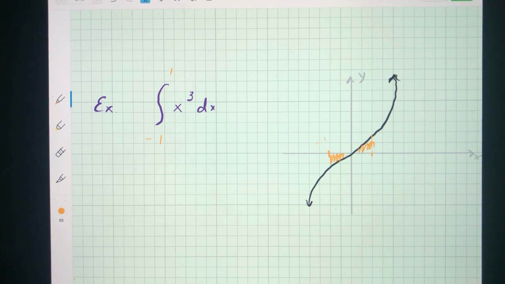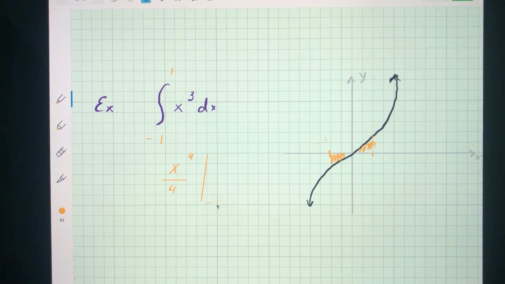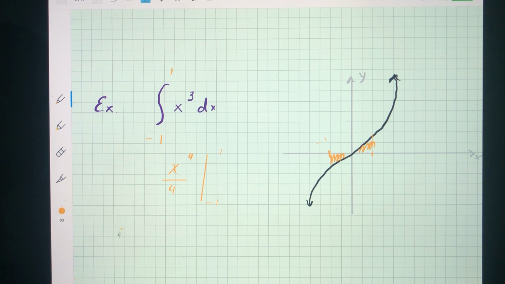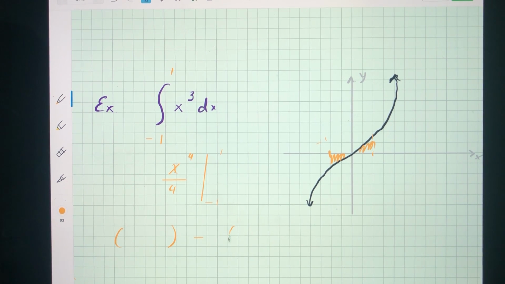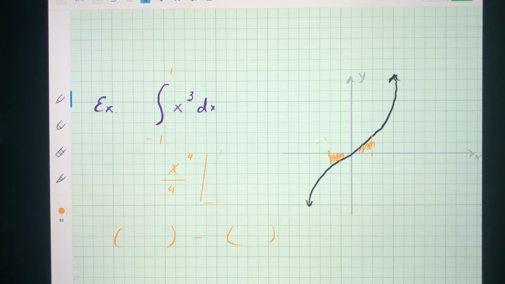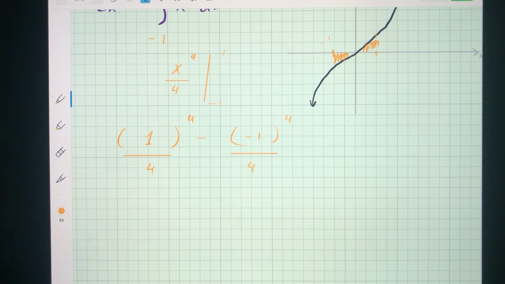So using the power rule, we add 1 to the exponent, that makes x to the 4th divided by 4. Now we plug in -1 and 1. So parentheses minus parentheses. Each one is over 4, to the power 4. First time x is 1, and second time x is -1. Well, 1 to the 4th is 1, and -1 to the 4th is also 1.